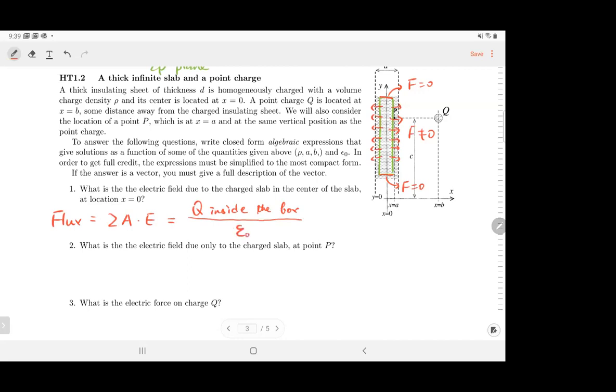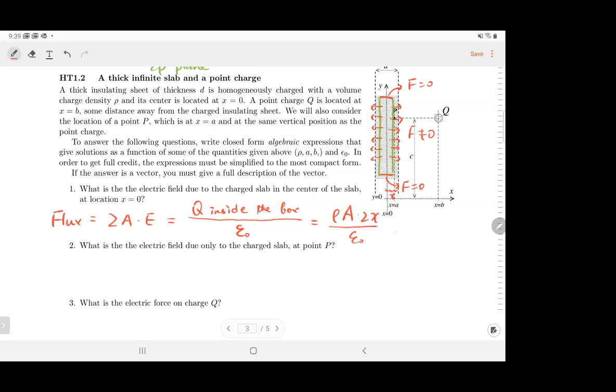Okay. And let's see, the charge inside the box can be calculated by the charge density rho times the volume. The volume is equal to the surface area times the length. The length here is x, so that will be 2x, right? Over the epsilon.